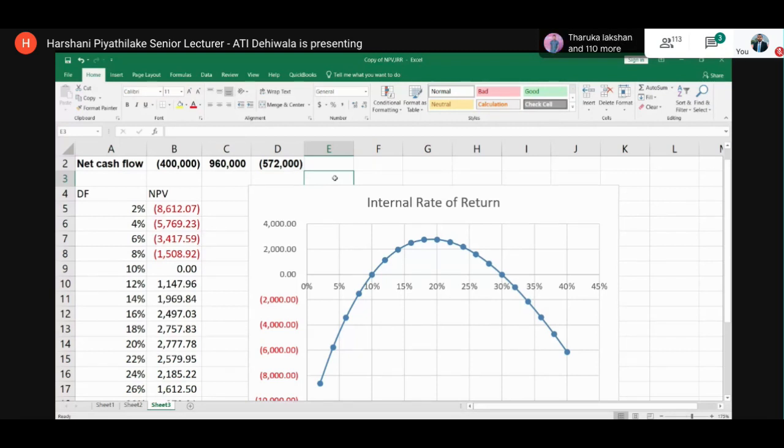Yes, Harshani Miss, it's very clear. For me, it's very clear. Students, yeah. Yes.